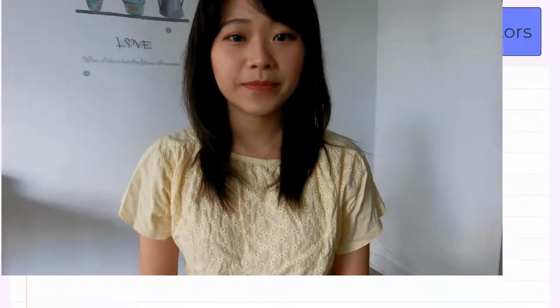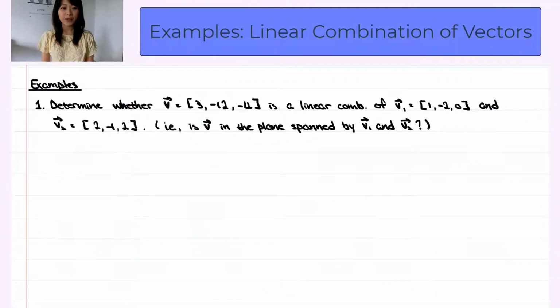My name is Gina. In this video, we are going to look at two examples to determine whether a vector can be written as a linear combination of the other vectors. Let's start with the first one.